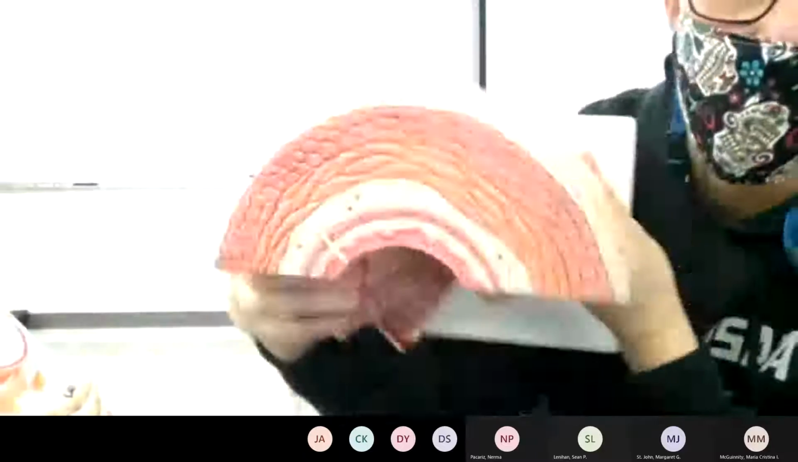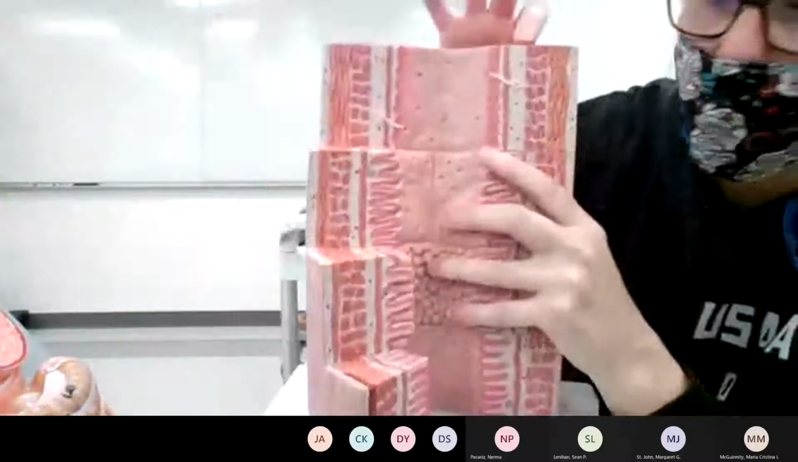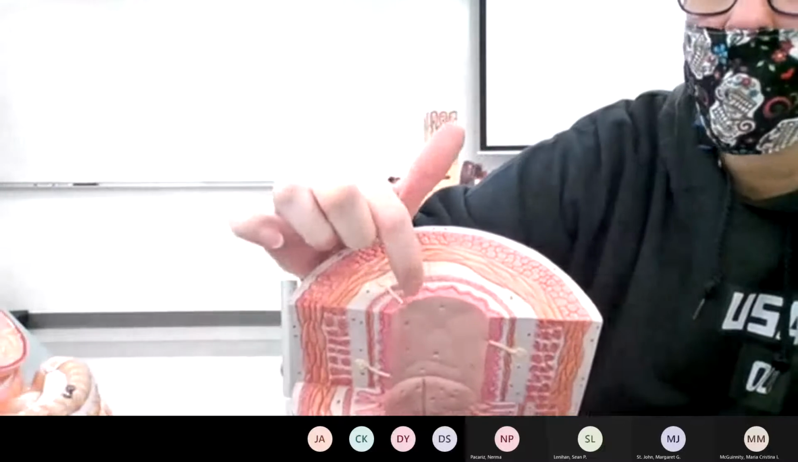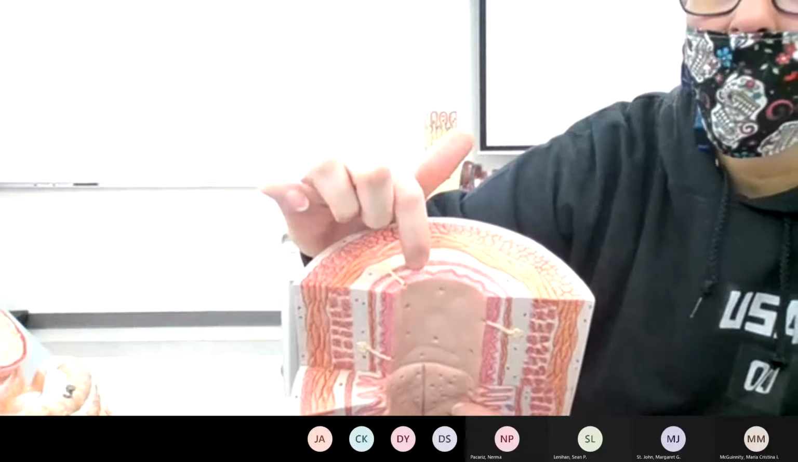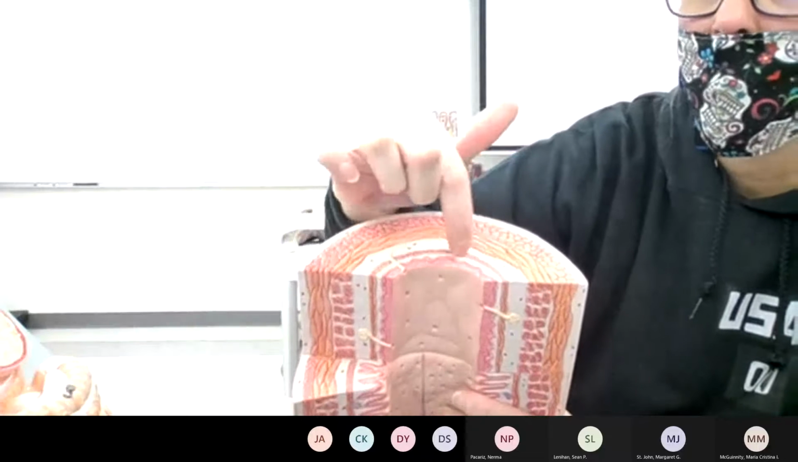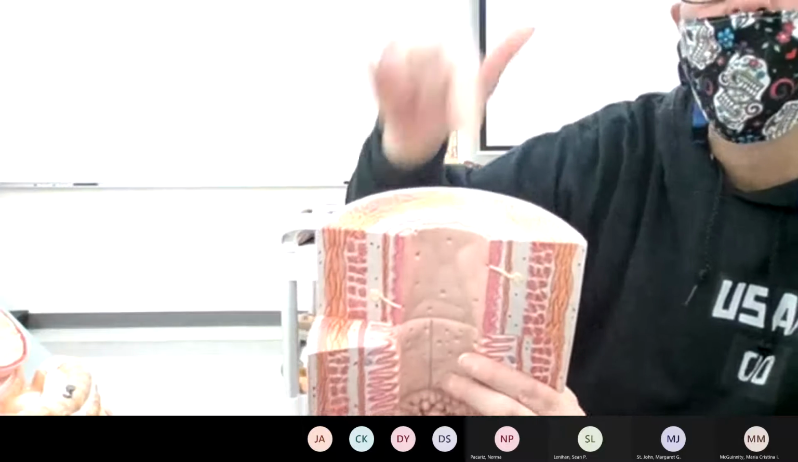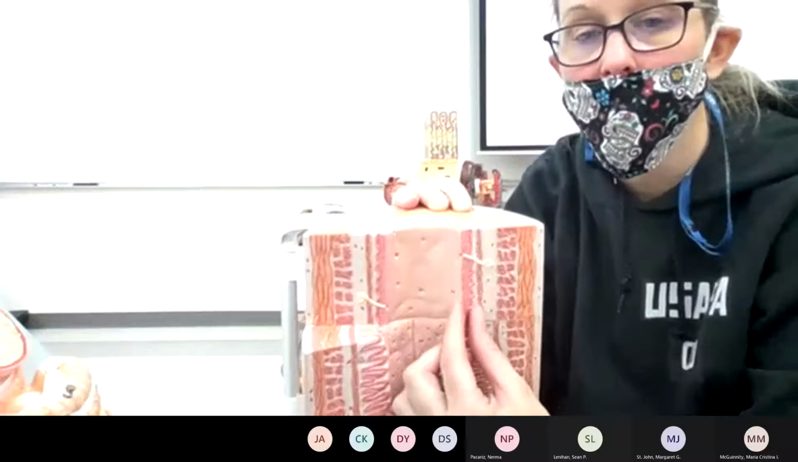Now, looking at the esophagus, the first part, the top part of this model, the innermost layer is going to have stratified squamous epithelium, areolar connective tissue, and then a little bit of smooth muscle known as the muscularis mucosa. Those 3 components are going to form the mucosa of the esophagus.